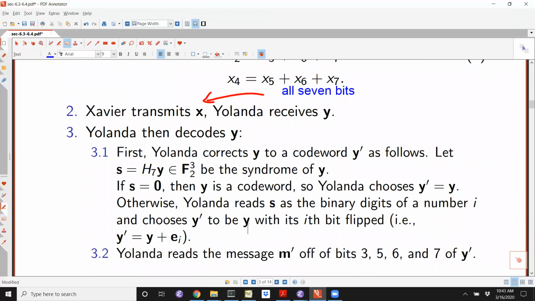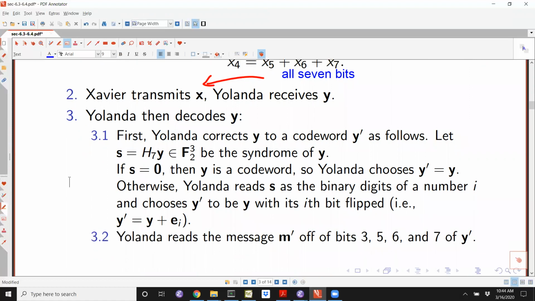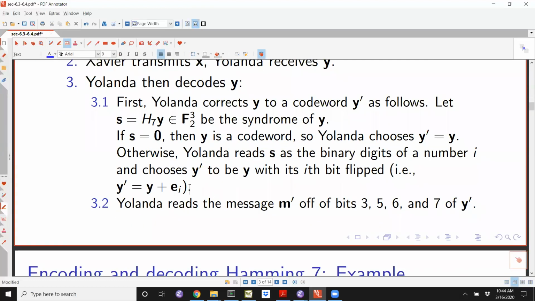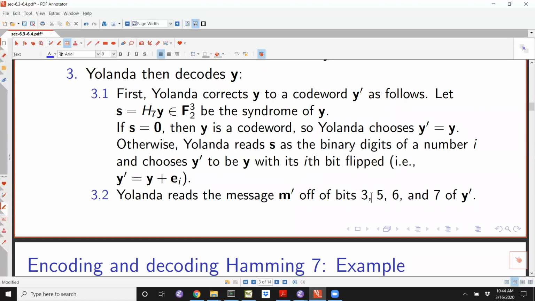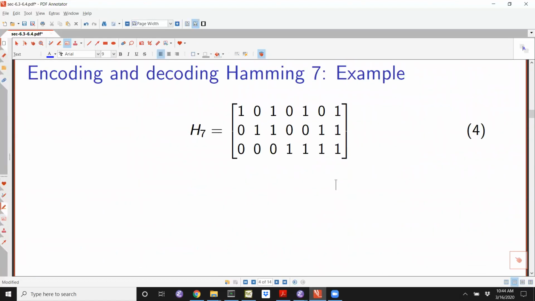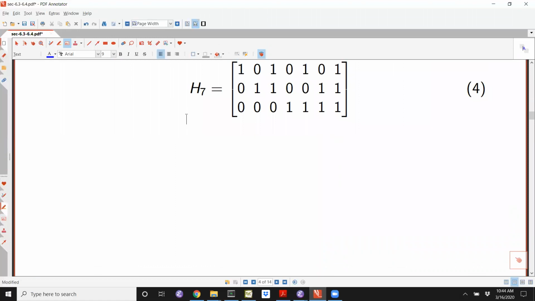Yolanda receives some 7 bits, but maybe not the ones that Xavier transmitted. Yolanda then decodes y by computing the syndrome, and then hopefully correcting y to y prime, and then reading the message m prime off of bits 3, 5, 6, and 7 of y prime. And I think, as we had last time, it's better to do an example. Probably that didn't make a whole lot of sense.